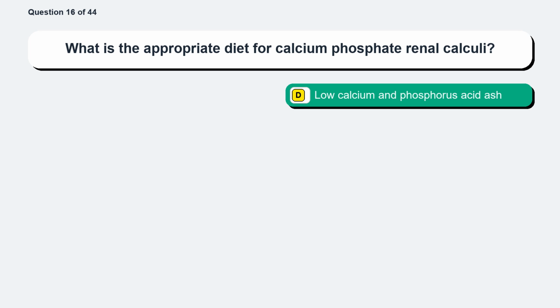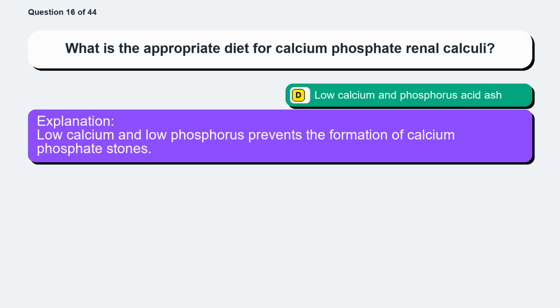The correct answer is option D, low calcium and phosphorus acid ash. Low calcium and low phosphorus prevents the formation of calcium phosphate stones.